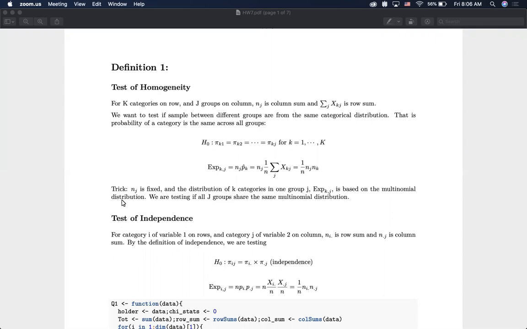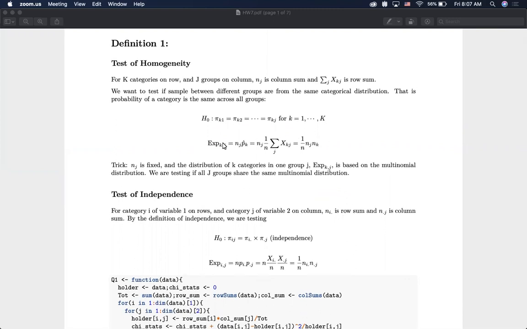The column for each group will be based on a multinomial distribution, and we are going to test whether all J groups share the same multinomial distribution.